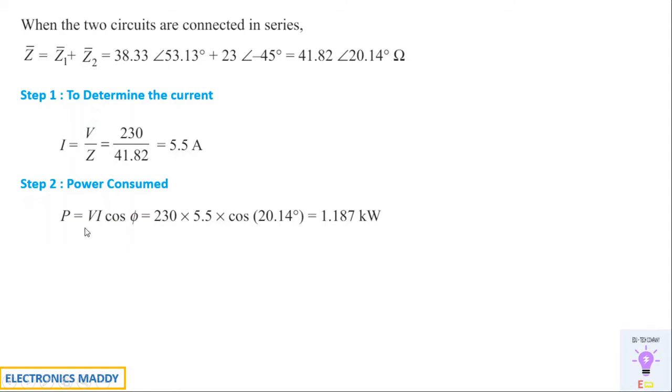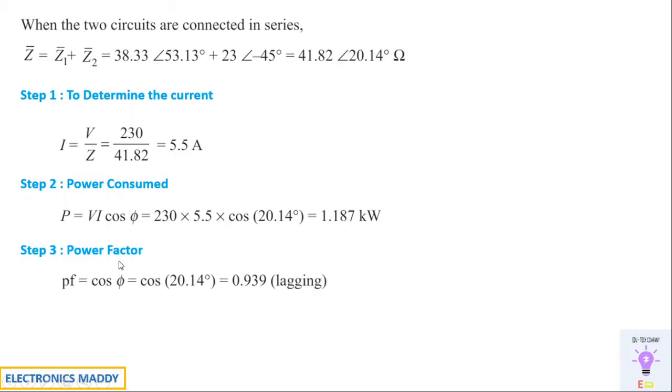So P is equal to VI cos phi. Substitute the value of V, substitute the value of I. The cos value is with respect to phi, and we know that phi is the overall impedance angle of the circuit, 20.14. Since it is positive, it is a lagging power factor, and if it is negative, then it is a leading power factor, as I told you with respect to problem 1. So you'll be getting 1.187 kilowatt.